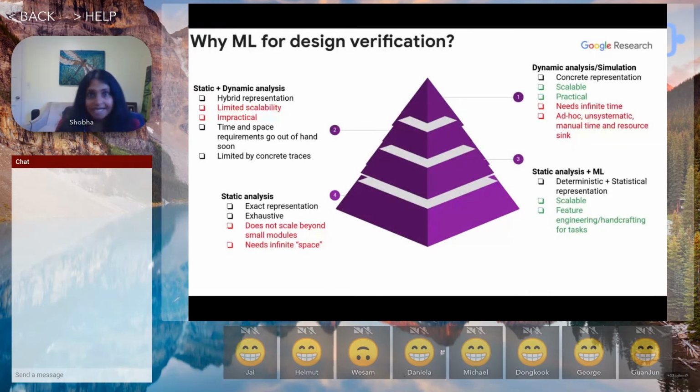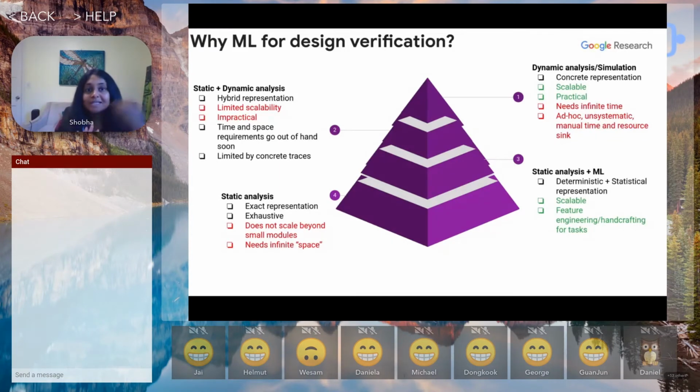It's much more scalable, and it's much less time and resource intensive, but there is a cost to it. And that cost is what I'm going to talk about, and hopefully argue for how we can alleviate that cost with a different kind of approach. The cost is in having to do this kind of feature engineering or handcrafting for each problem, where you figure out how to combine static analysis with ML to make it work for that problem.